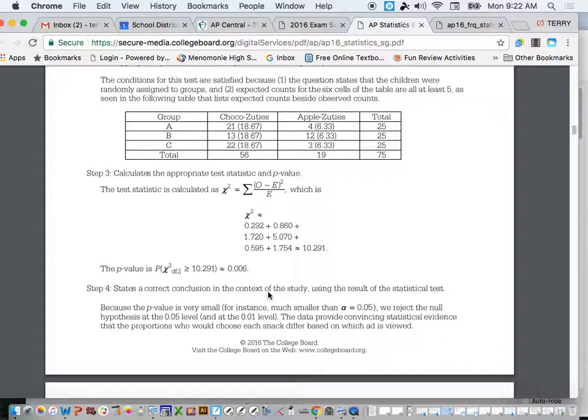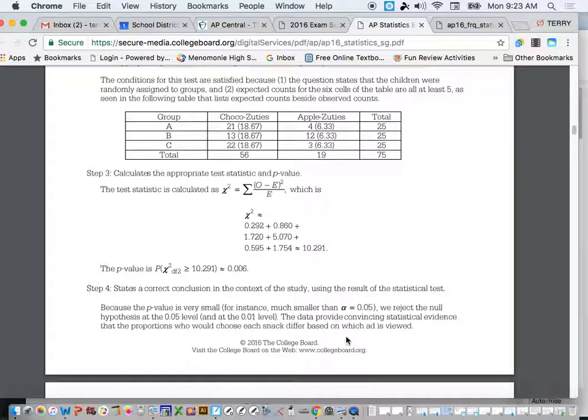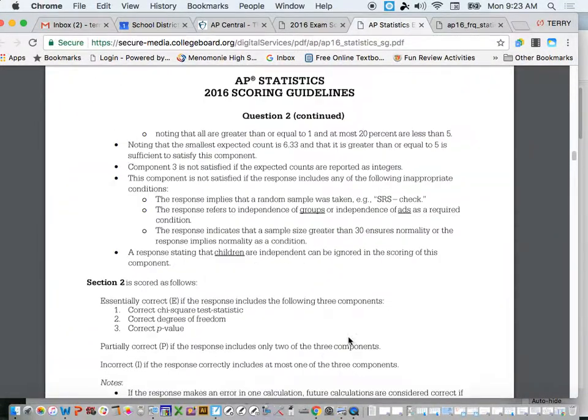And then the conclusion in correct context of the study using the result of the test. So because p is small, for instance, much smaller than alpha equals 0.05, we reject the null at the 0.05 level and also at the 0.01 level if we had used that, which means there is evidence that the proportions who would choose each snack differ based on which ad is viewed. So in other words, the commercial kind of worked. So let's look at how they scored this now.